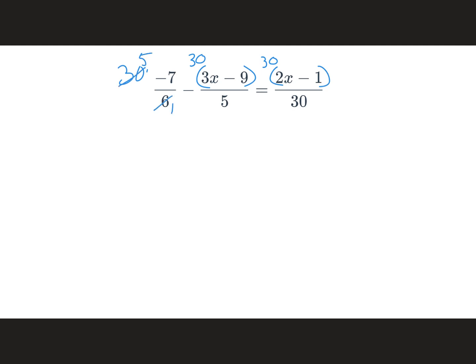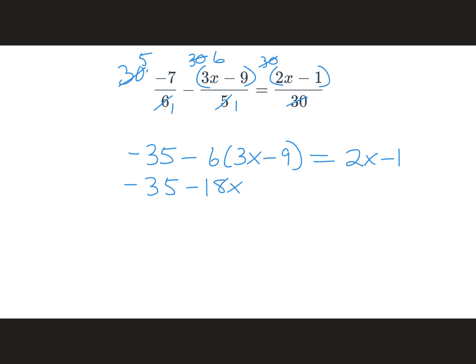And so I have 5 times negative 7, which is negative 35, minus 30 divided by 5 is a 6. So I'm going to have 6 times 3x minus 9 equals, 30 divided by 30 is just 1. So I'm going to do this. Let's keep going. Negative 35 minus 18x plus 54 equals 2x minus 1. It's looking normal. I love it when we have no more fractions like this. That would be plus 19, correct?